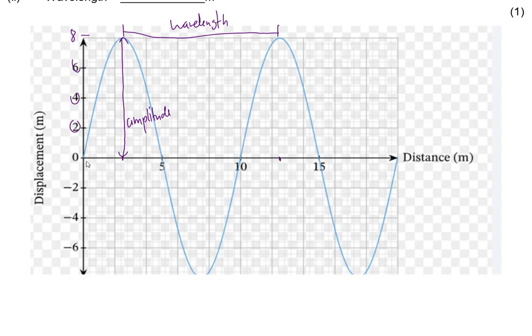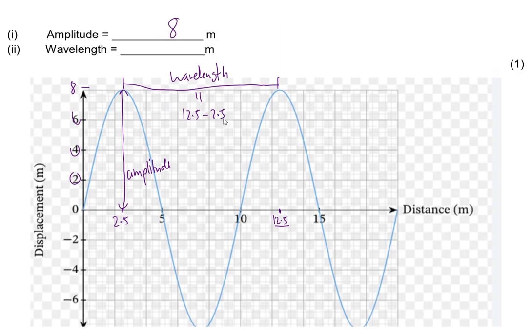So that's 5. Half of 5, and half of there. How much is it going to be? This is half of 5, so this is 2.5, and this is half, so this is going to be 12.5. So the wavelength is going to be 12.5, take away 2.5, and this is 10 centimeters. Okay, here we go.